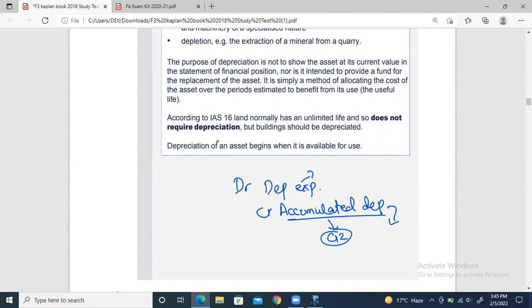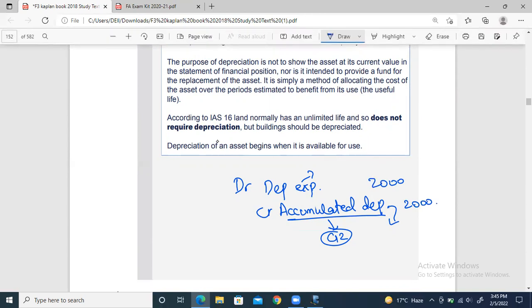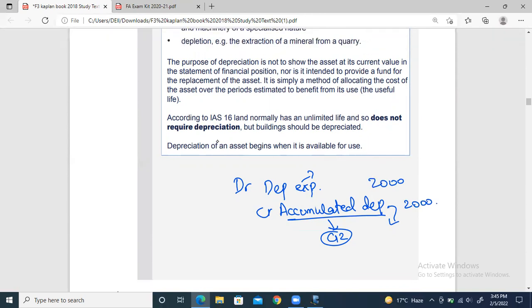So what will be the entry? It will be 2000 and 2000. And next year, it will be the same as well. After three years, the accumulated depreciation will give us the 6000 balance. So this is the meaning of this.